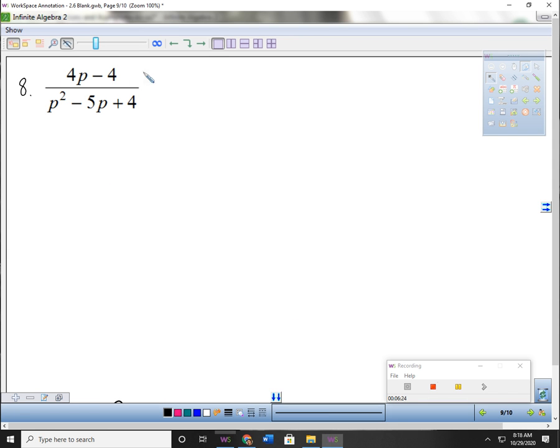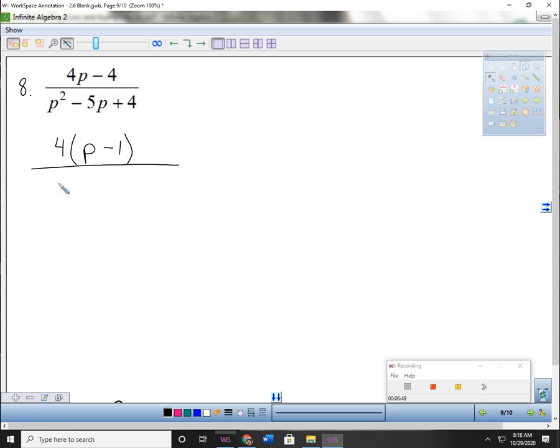All right, so number 8, on top, we have 2 terms, and we do have a common factor between those 2 terms, which is 4. So I'm going to divide a 4 out of both of those. So if I take 4p and I divide that by 4, I'm left with p. And if I take negative 4 and divide that by 4, I'm left with negative 1.